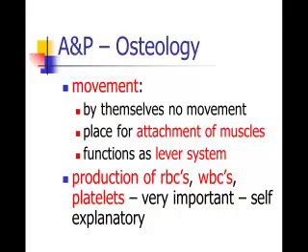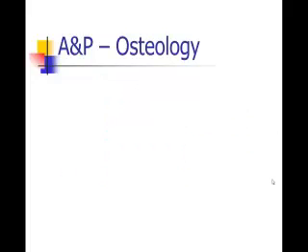I think that the production of the cells, red blood cells, white blood cells, and platelets, those are very important things. And we talked about red blood cells and white blood cells and platelets back when we talked about connective tissue. I think this is pretty self-explanatory. There's no magic here. This is where these cells are produced.